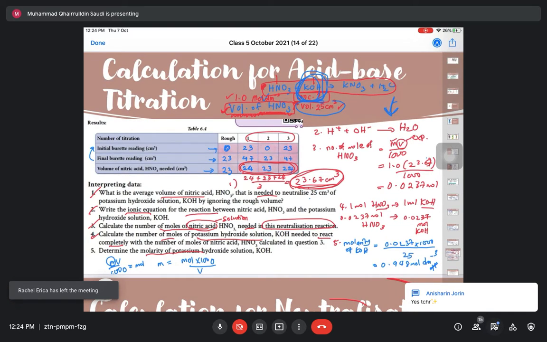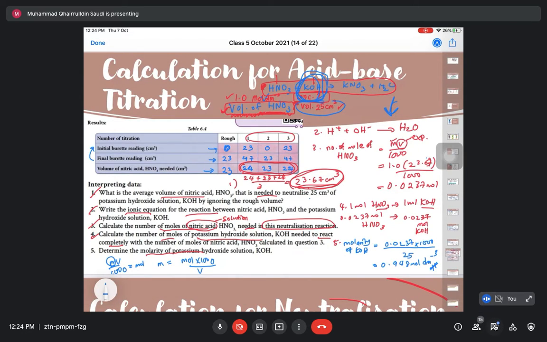Boleh. Good. So, let me recap. The acid-base titration is used to find the concentration of an unknown solution. But you don't get the concentration directly. You will only get the volume of one of the solution dulu. From the volume of one of the solution, barulah you calculate to find the concentration of the other solution. So that is how.